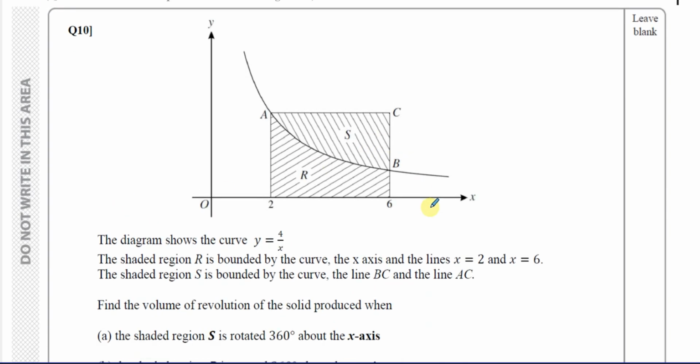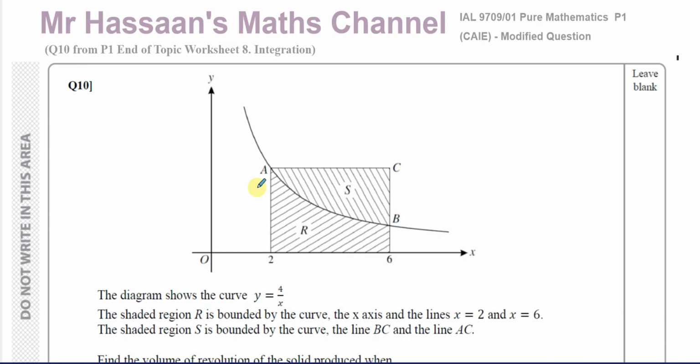So anyway, what we have to do here is, first of all, we're given this diagram. It shows the curve y equals 4 over x, which is this curve here. So this is the curve y equals 4 over x. The shaded region R, which is this one below the curve, is bounded by the curve, the x-axis, the lines x equals 2 and x equals 6. But the shaded region S, which is above the curve, is bounded by the curve, the line AC and the line BC. Okay, the line AC, which are straight lines. This is a vertical line, this is a horizontal line.